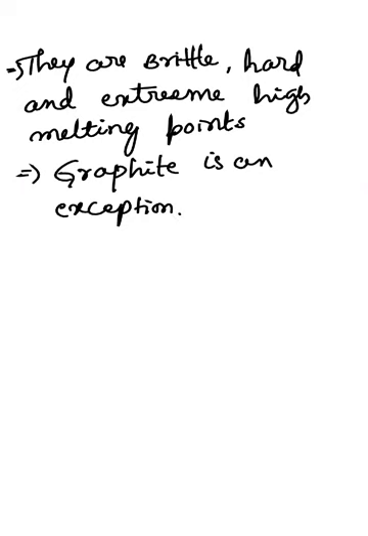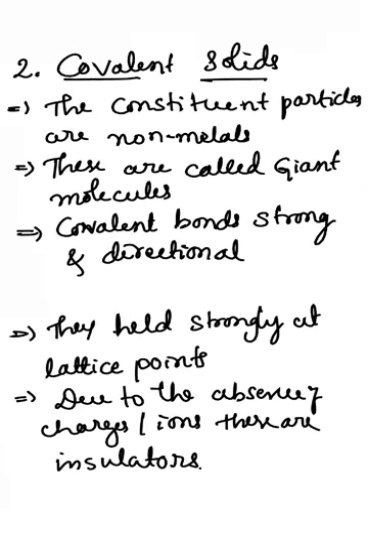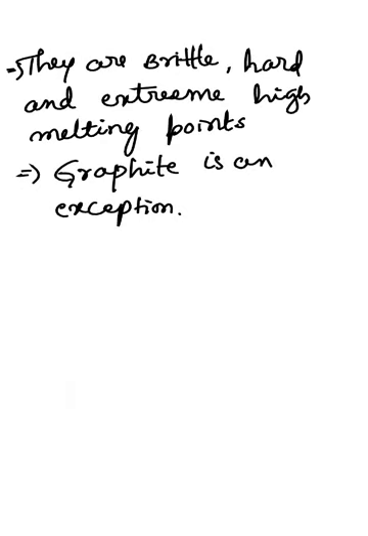Dear students, I will explain one by one. See, the constituent particles in the covalent solids are non-metals, and these are called giant molecules. The covalent bonds are strong and directional. They are strong and having definite directions, the bondings. Then they are held strongly at lattice points, the sharp points. It might be a lattice point, maybe face or body, or it may be edge. And due to the absence of charges or free ions, these act as insulators and they do not conduct electricity. They are brittle, hard, and have extremely high melting points.